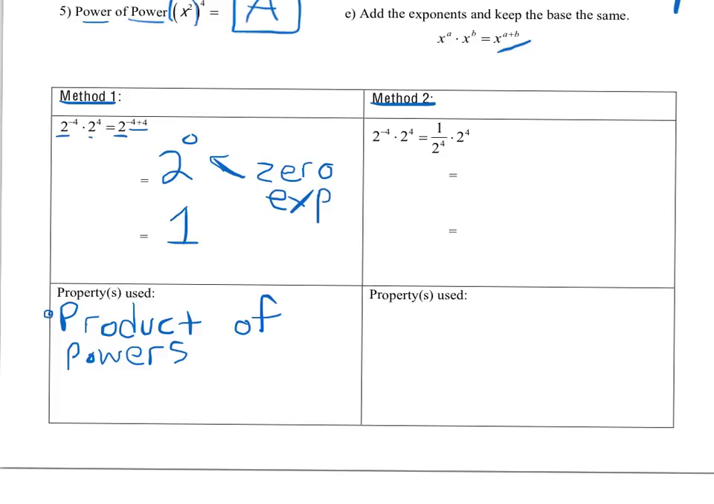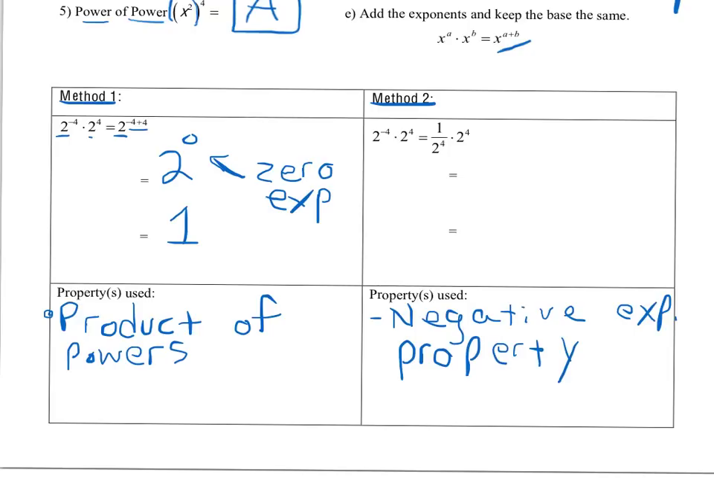Now, the other method that we could use for this, instead of just multiplying right away and adding our exponents, we could use the negative exponent property. And all that says is if you have a negative exponent, we're going to take a reciprocal of the base. So this right here was 2 to the negative 4. It was on top because, again, we can write anything as a fraction over 1. So what did we do with that to the negative 4?